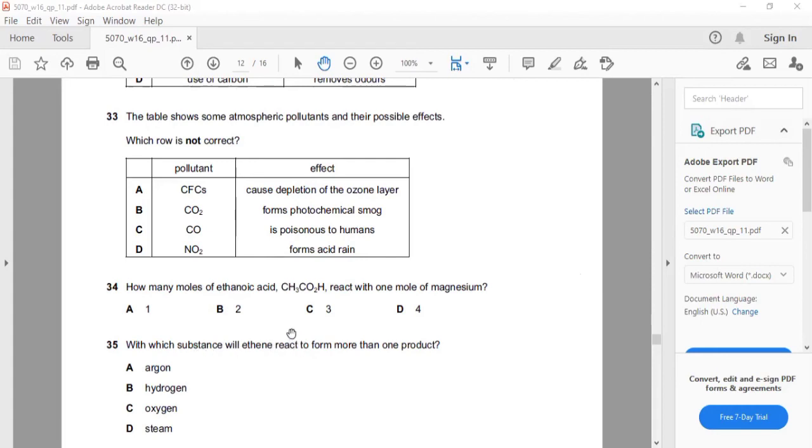Which substance will ethene react with to form more than one product? So oxygen, because ethene reacts with oxygen to form carbon dioxide and water. So more than one product forms. Ethene does not react with argon. Ethene reacts with hydrogen to form ethane, one product. Ethene reacts with steam to form ethanol, one product only. So D wrong, B wrong, A wrong. C is the answer.